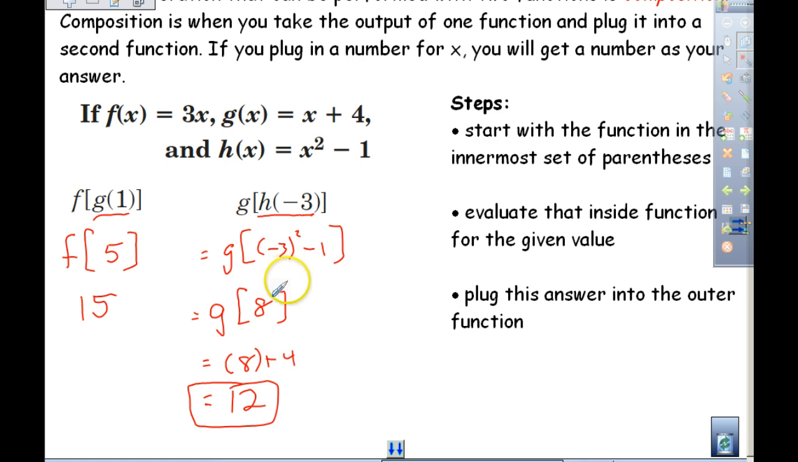Question? How do I get what? 5? Okay, that's what g of 1 equals. So g of 1 equals 1 plus 4, which is 5. G of 1 equals 5. These equal each other. That's why I'm allowed to take out g of 1, substitute in 5 in its place. So yeah, h of -3 equals this, this equals this, and g of 8 equals 8 plus 4.